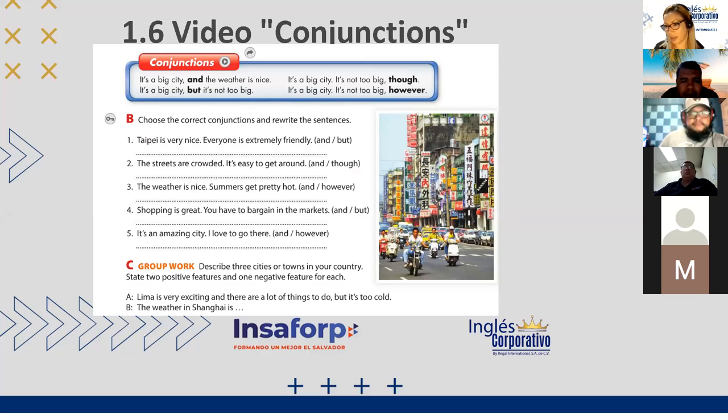Ajá, ¿por qué "and"? Porque está hablando de que el lugar es genial y que las personas son bastante amigables. Two positive ideas. Estamos uniendo ambas ideas, son positivas. Ajá, exacto. Right. So let us continue with the rest of the sentences.